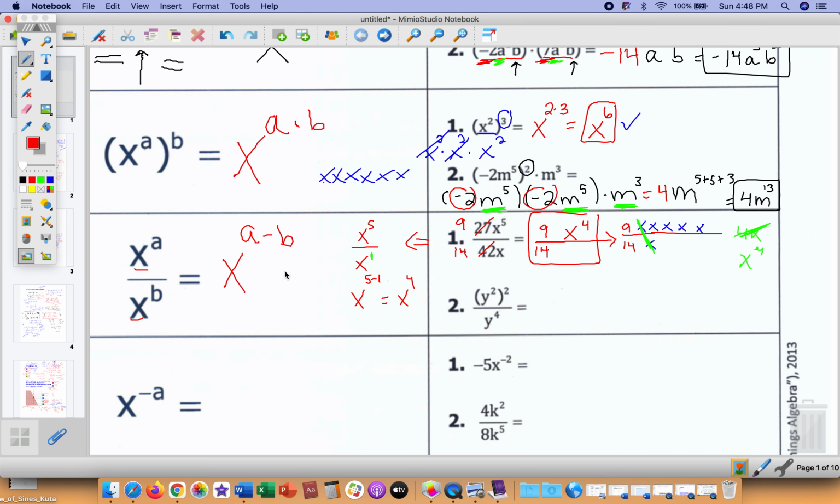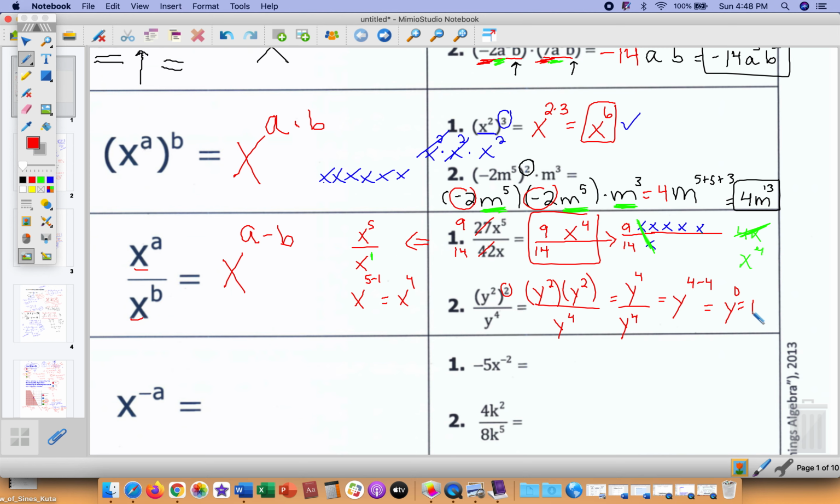Let's look at the next one. So first let's simplify on top. On top we have y to the 2nd written 2 times. So y squared times y squared is equal to y to the, we add the powers, 2 plus 2 is 4, over y to the 4th. So if we have common base, we take top exponent minus bottom, which is y to the 0 power. And this becomes 1.